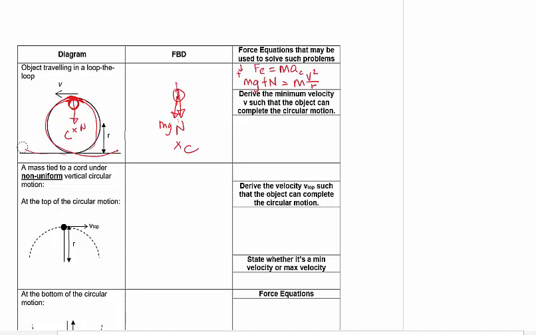Derive the minimum velocity. For v to be minimum, mg cannot be changed. The mass cannot change, the g cannot change, so the only thing that can change is N. For v to be smaller, this whole thing must be small, so the smallest is when N equals 0. Then we get mg equals mv minimum squared over r. Cancel m, so we get v minimum squared equals rg, and therefore v minimum equals root rg.